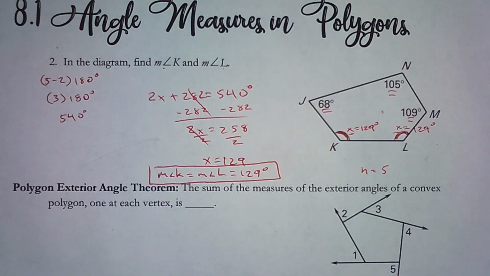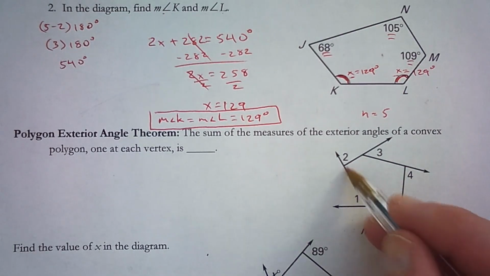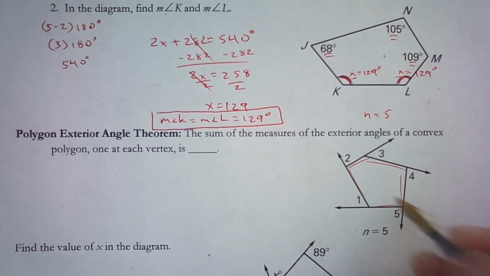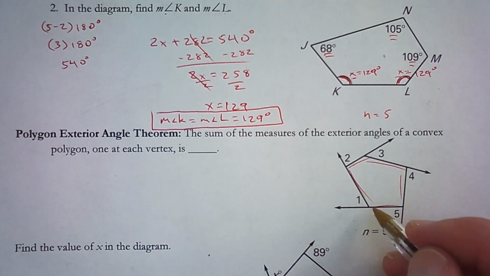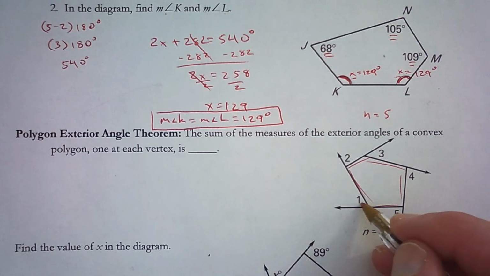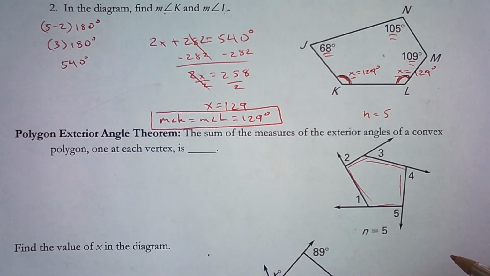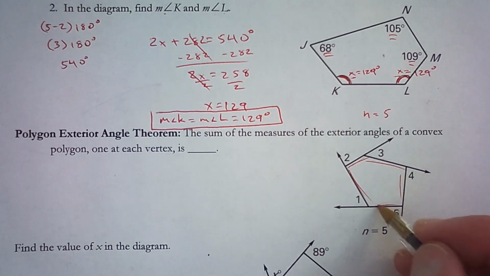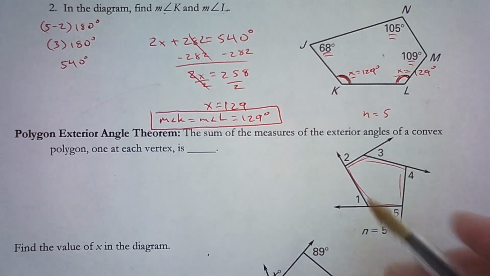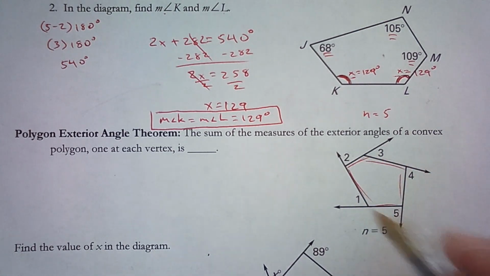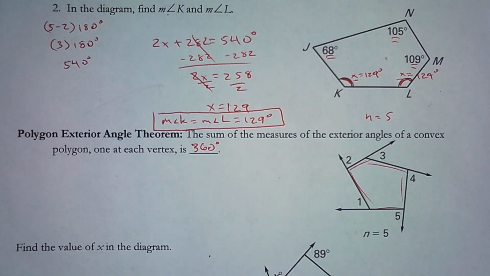Okay, now what if those angles are outside the polygon? So here is a pentagon, 5 sides, 1, 2, 3, 4, 5 sides. It's a pentagon. And each angle, each vertex has an exterior angle drawn with it. No matter how many sides I have, if I put one exterior angle at each vertex, these exterior angles will always add up to 360 degrees.